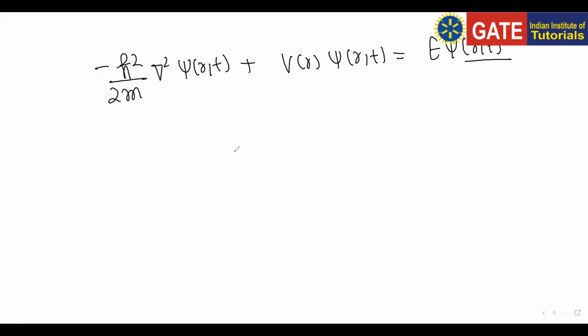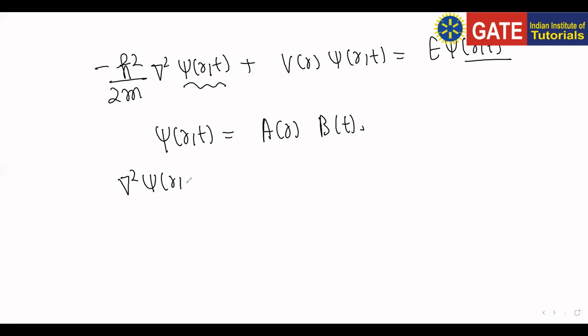Now psi is a function of r and t. I can write it as some function of r multiplied by some function of t, a of r and b of t. Any doubt? So del square of some function of r and some function of t: the time dependent term will come out, it won't be differentiated by the space variables. Del square is del 2 upon del x2, del 2 upon del y2, del 2 upon del z2.